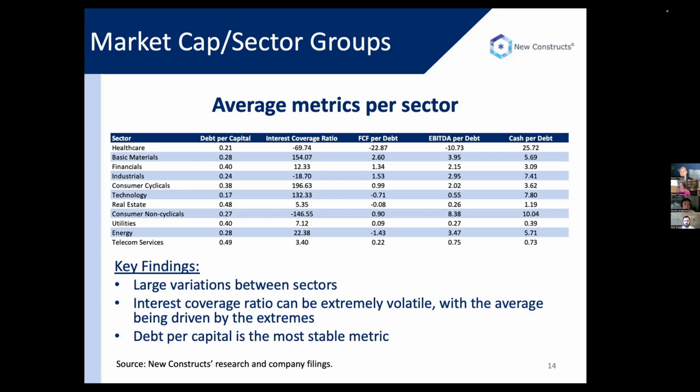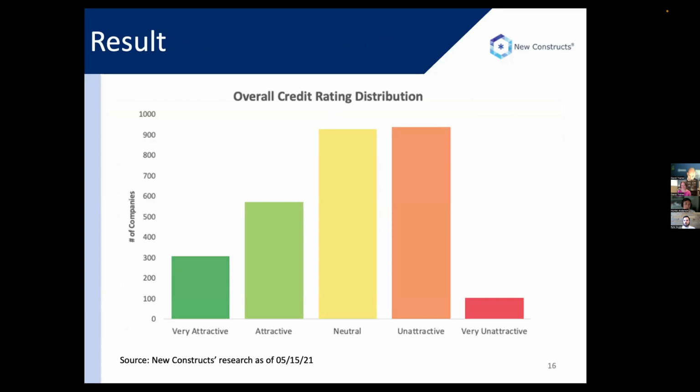And if you look at debt to capital, which is probably the most stable out of all the 5, you can even still see what I was mentioning earlier, where real estate has an average debt to capital of 0.48, healthcare has 0.21. Now, that isn't to say that the highest quality real estate company doesn't deserve a very attractive credit rating just because it has a higher inherent amount of debt, because that's just what the business structure implies. So this was stuff that we were looking at when we were trying to determine market caps and sector groups.